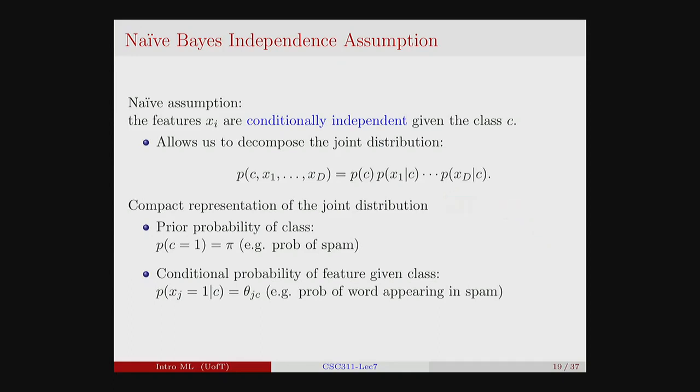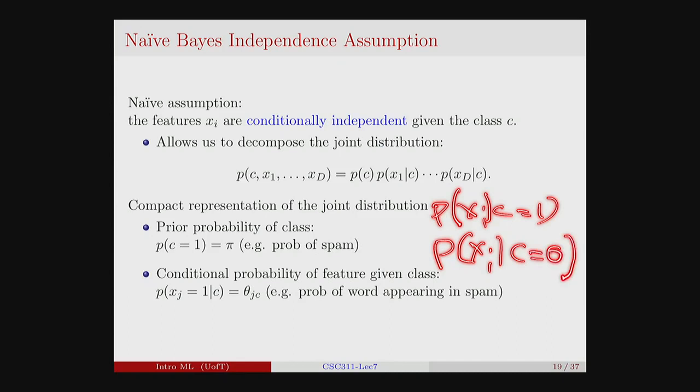How do we get 2d plus 1? Well, we need 1 for the probability of the class, so this term. And remember, for each conditional probability, you need one number when c is equal to 1, and you need another number when c is equal to 0. And you have d such features, therefore you need 2d plus 1 numbers.